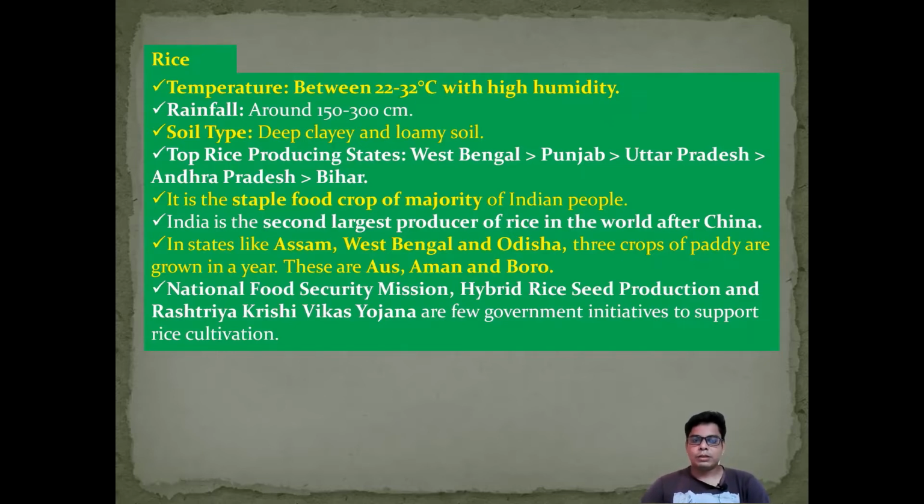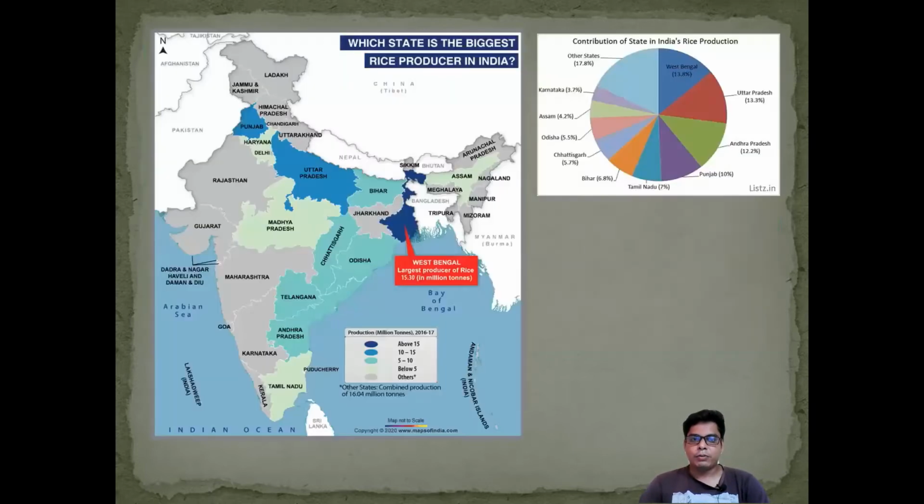Then we have to discuss the major production areas. In the background, you can see West Bengal at 13.8%, then UP at 13.3%, Andhra Pradesh 12.2%, Punjab 10%, then Tamil Nadu 7%, Bihar 6.8%, Chhattisgarh 5.7%, Odisha 5.5%, Assam 4.2%, Karnataka 3.7%, and other states 17.18%.